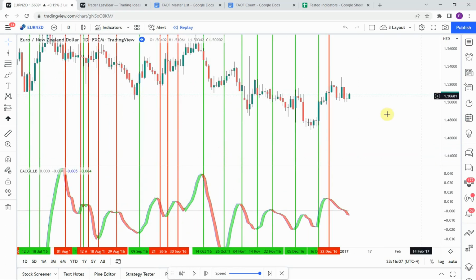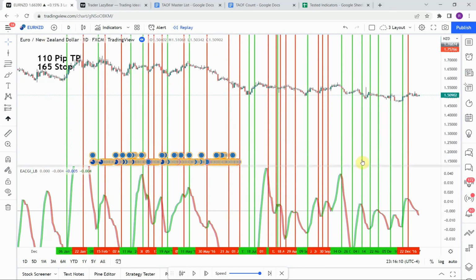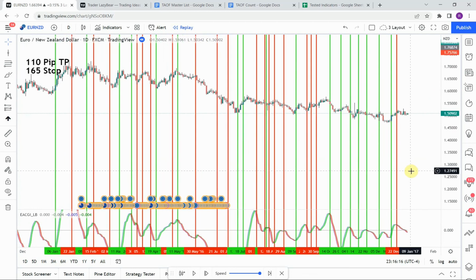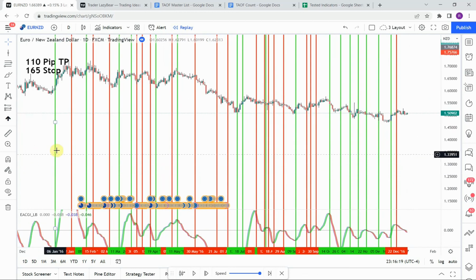Alright, so let's go ahead and take a look at our indicator here. Quite a few trades within the 1 year's time. Let's see, get everything in focus. All right, let's go ahead and count it out. So 1, 2, 3, 4, 5, 6, 7, 8, 9, 10, 11, 12, 13, 14, 15, 16, 17, 18, 19, 20, 21, 22, 23, 24, 25, 26, 27, 28, 29, 30, 31, 32, 33, 34, 35, and 36.